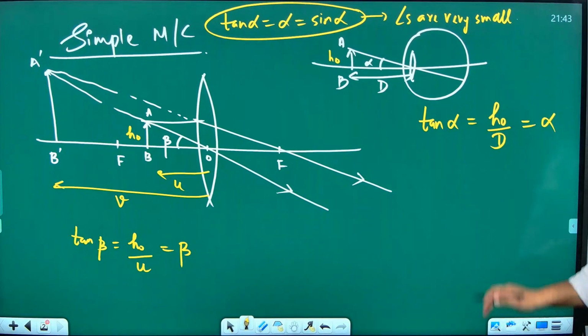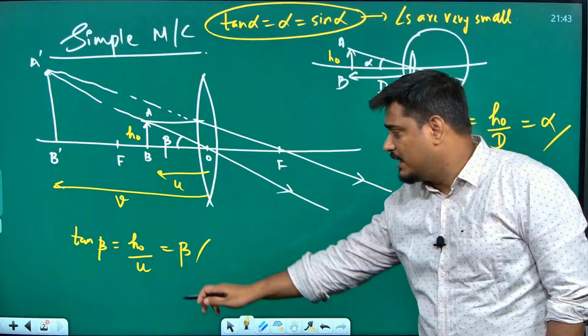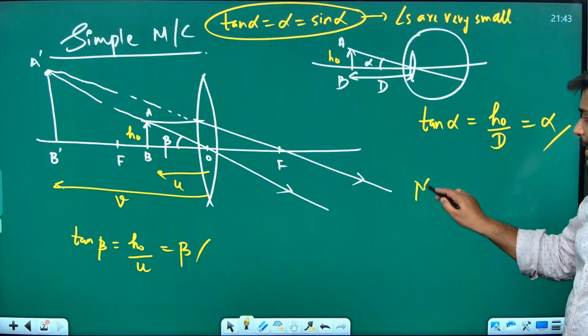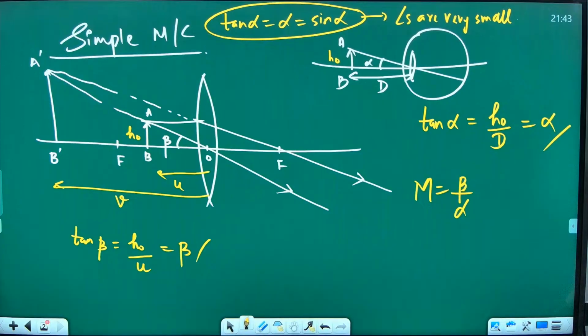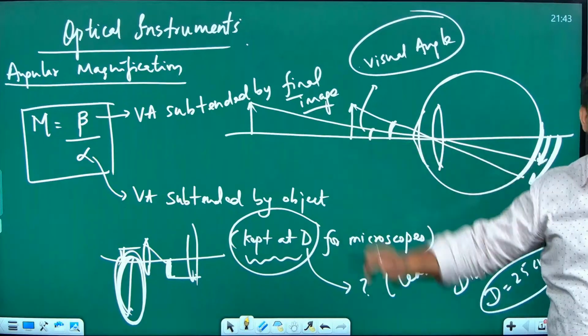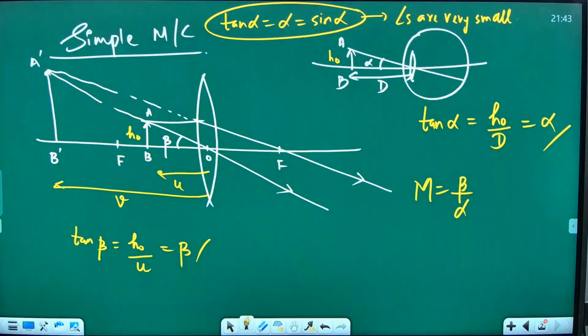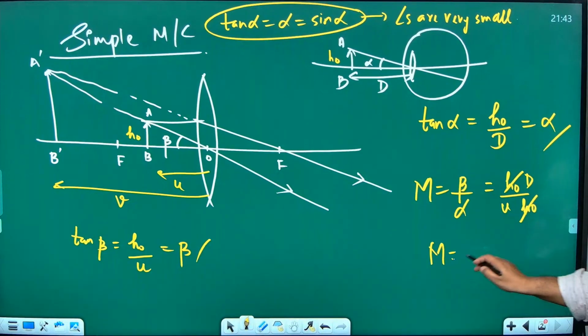So I got the value of alpha, I got the value of beta. I know what is magnification. Magnification for optical instrument is what by what? Beta by alpha. In the last page only you learned that magnification is beta by alpha. Now, what is the beta value? Beta value is HO by U. What is alpha value? HO by D. So can I cut HO and I get the magnification as D by U.